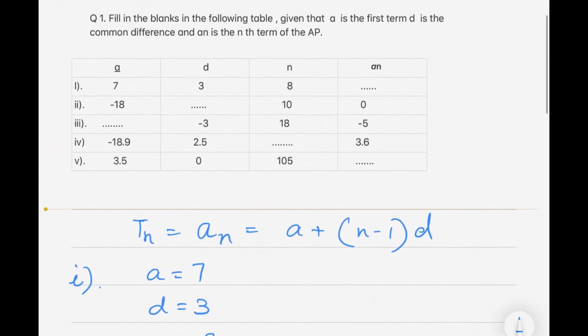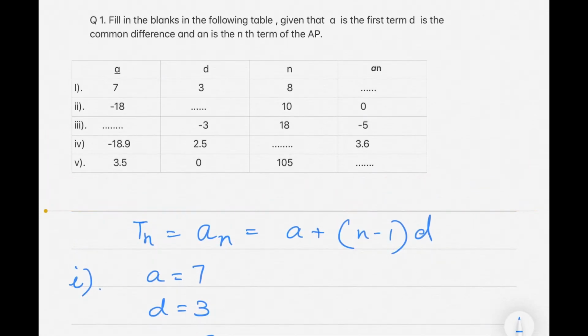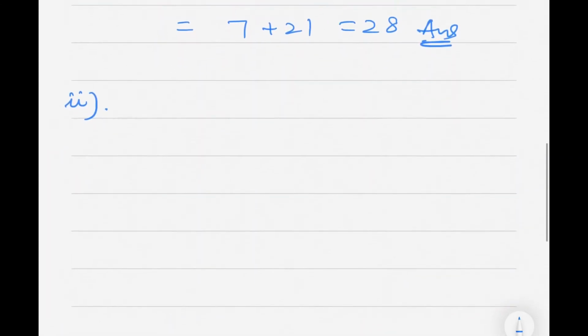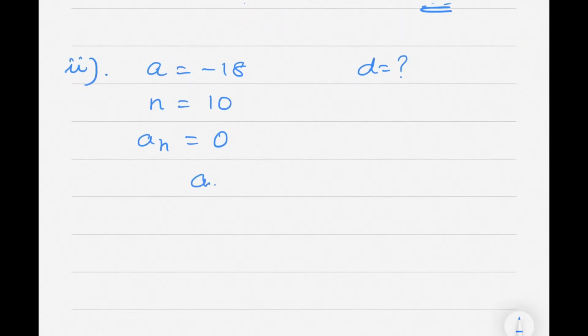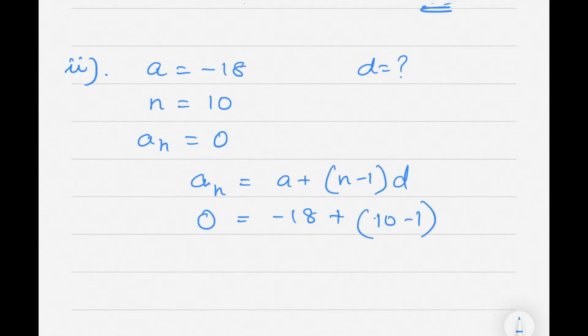Okay, so the second part says my a is minus 18, d I have to find out, n is 10 and the nth term is 0. So let's move to the second part. Let's write down first what has been given. So my a is given as minus 18 and d I have to find out, n is equal to 10 and the nth term is equal to 0. So let's write down the formula. an is equal to a plus (n minus 1) into d. The nth term is 0, and a is minus 18 plus (10 minus 1) into d.